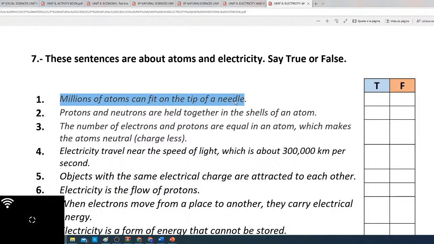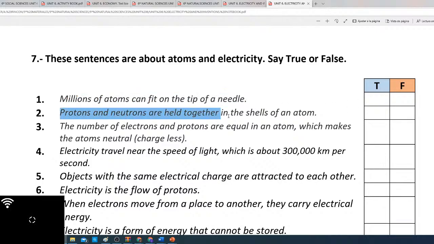Podemos encontrar millones de átomos en la punta de un alfiler. What do you think? Inés says true. And the rest? Julia, very good. Candela, very good. So this is true. Now, let's go to the next.